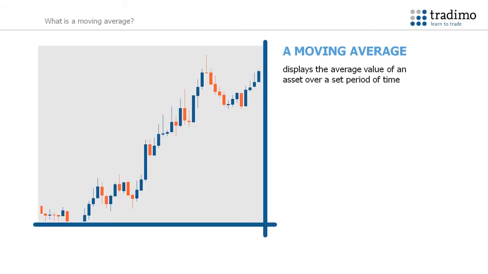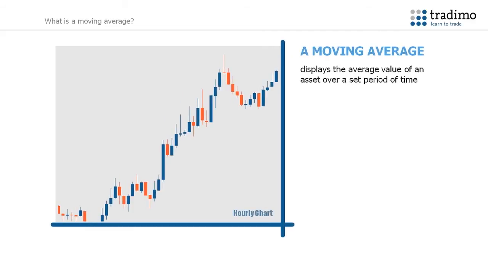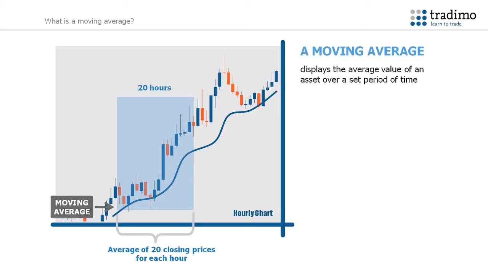In this example, we used a daily chart with a 20-period setting. However, moving averages can be used on any time frame. So, for example, a 20-period moving average on a 1-hour chart will take into account the last 20 hour periods, and so on.